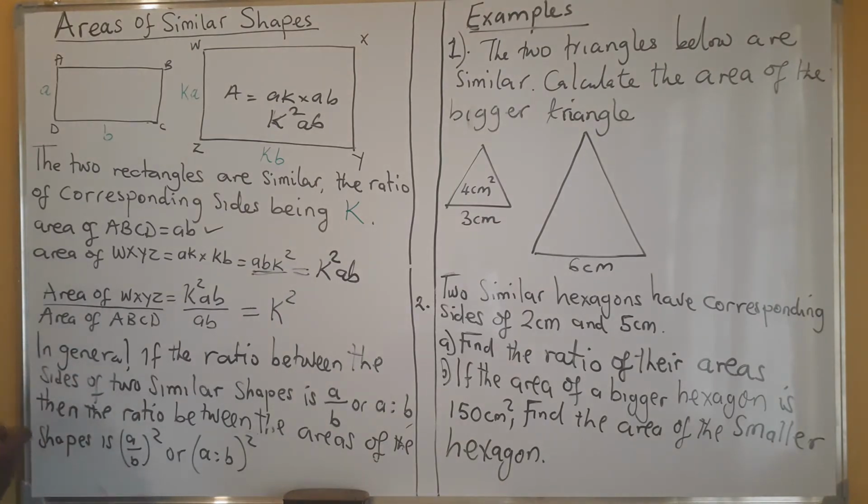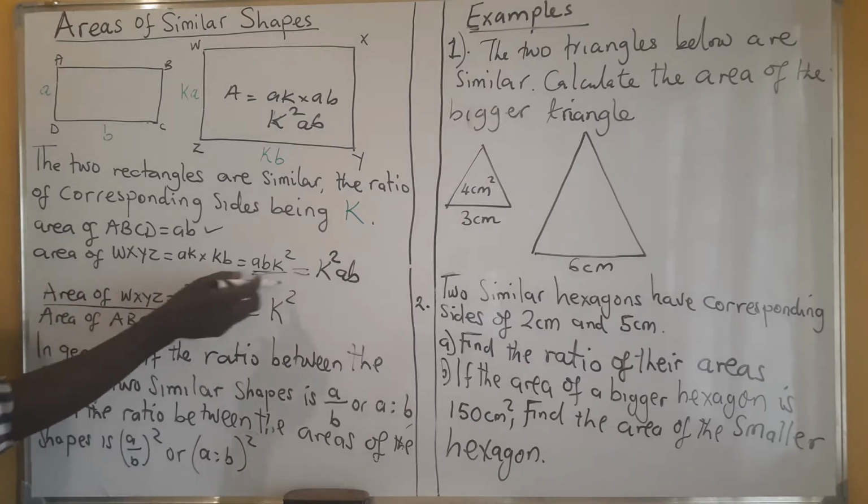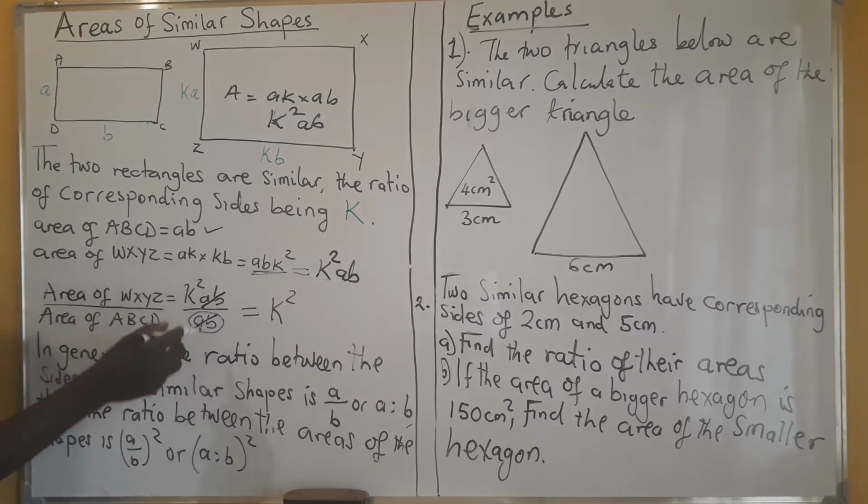All right. So now, let's simplify this, because we are looking at the ratios. We want to get the ratios. When we are dealing with the ratios, you get the area of this rectangle divided by the area of the smaller rectangle. The area of the smaller rectangle is this one. The area of the bigger rectangle is this one. When we simplify this, this and this cancel, so we remain with K squared there, as you can see.